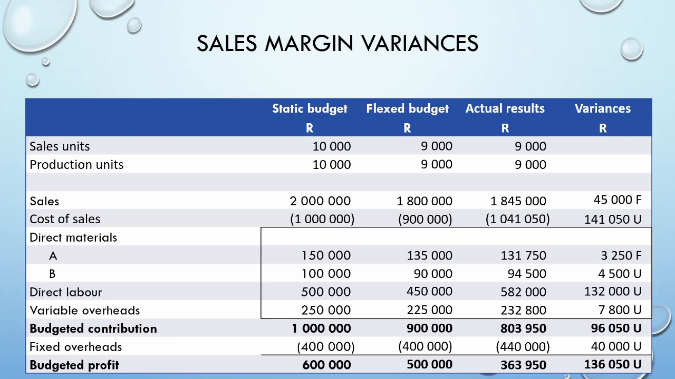Now if we quickly go back to the slide where we prepared the flexed budget and calculated the overall variances, we will see that the difference between the flexed budget and the actual result represents our sales margin price variance only. Then if we look at the difference between our static budget profit and our flexed budget profit, we see that the difference is 100,000 Rand unfavorable, which matches our sales margin volume variance. So it's important to note here that our volume variances reconcile our static budget to our flexed budget.